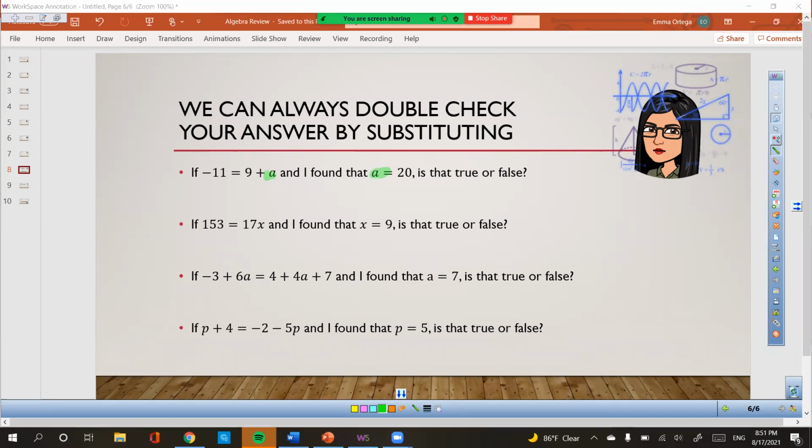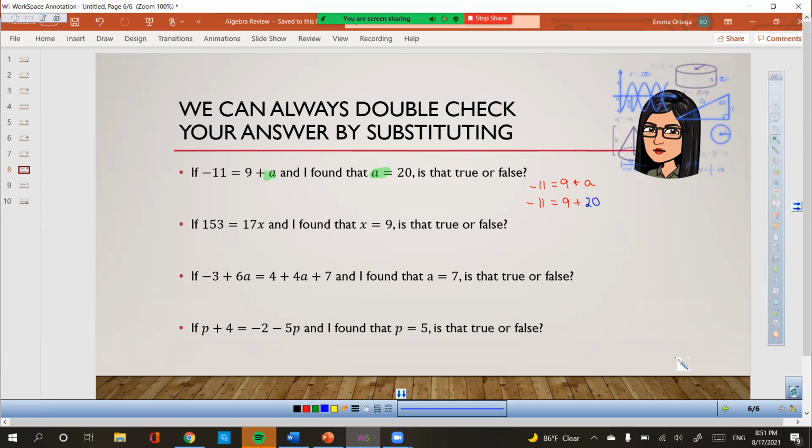So if I look at the first problem here, I have negative 11 equals 9 plus a. Instead of the a, I'm going to be putting in positive 20. So I have negative 11 equals 9 plus, and instead of the a, I'm going to replace it with the 20. And now let's check if my answer is correct.